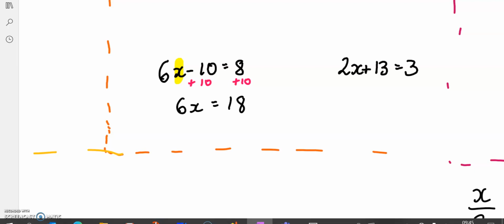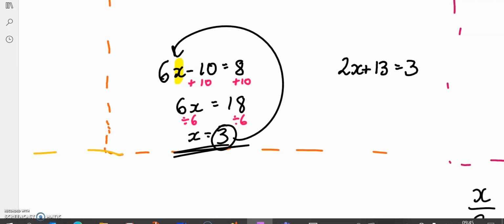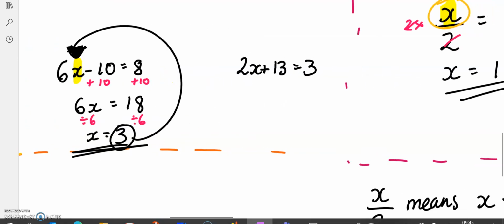6x means 6 times x, the opposite of times by 6 is dividing by 6, and that's going to lead to x equals 3. That works because if we put 3 in here, 6 times 3 is 18, take away 10, which is 8.